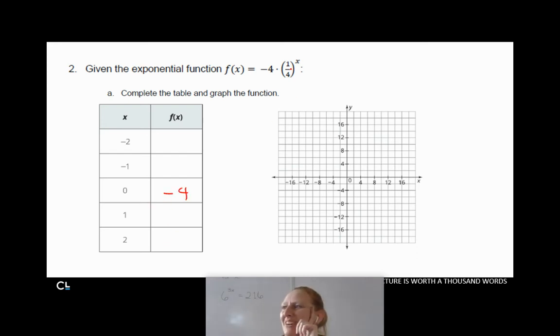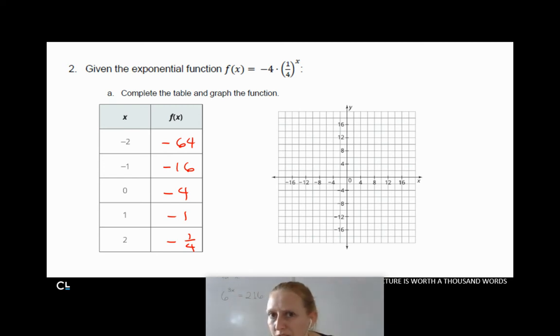You know the pattern is to divide by 4, right? If it's 1/4, my pattern is to divide by 4. So 1/4 of -4 is -1. 1/4 of -1 is -1/4. And now I don't have to do all the math. If we go backwards, though, that means I'm multiplying by 4. So if I go backwards, -4 times 4 is -16. Times 4 is -64.